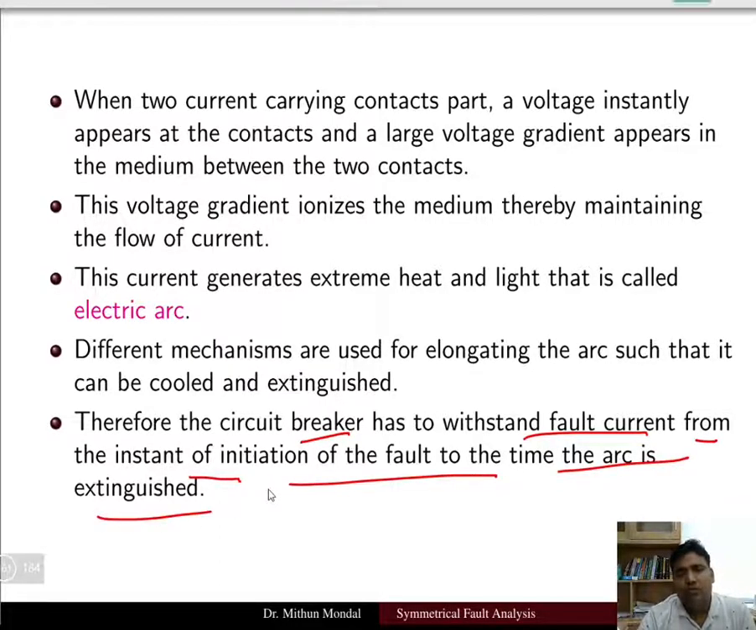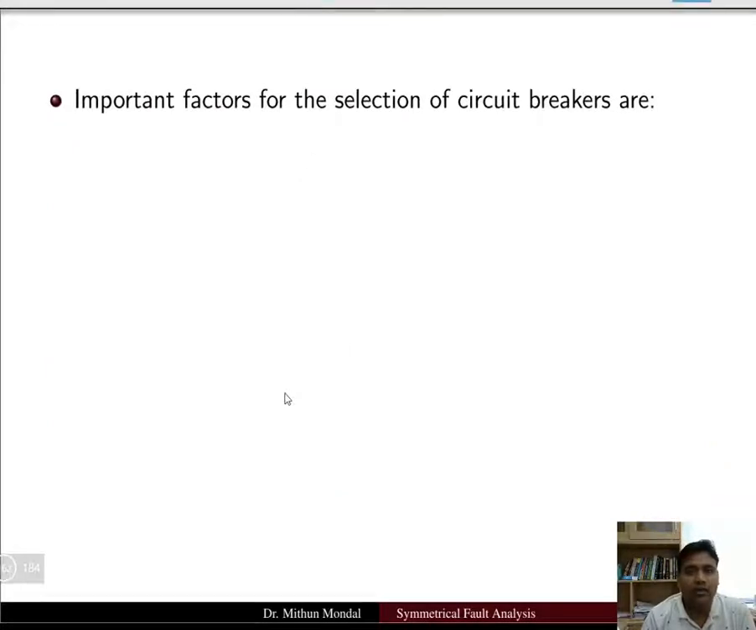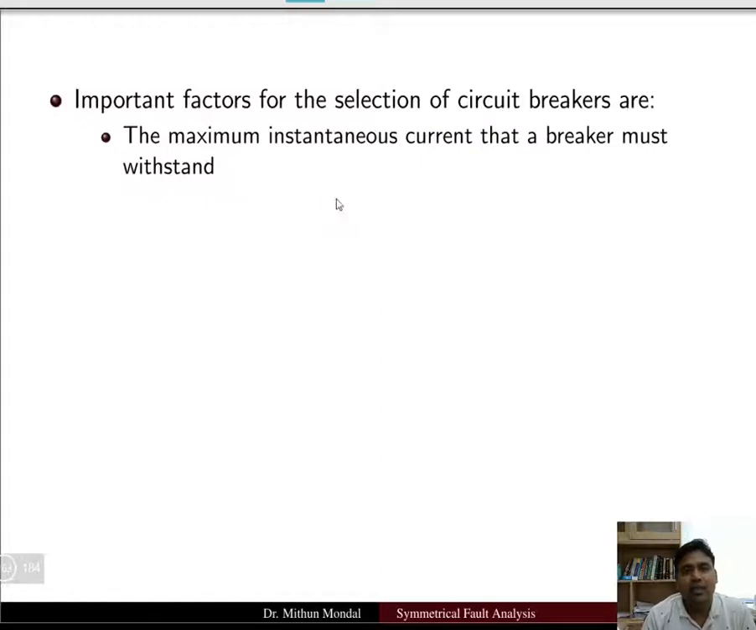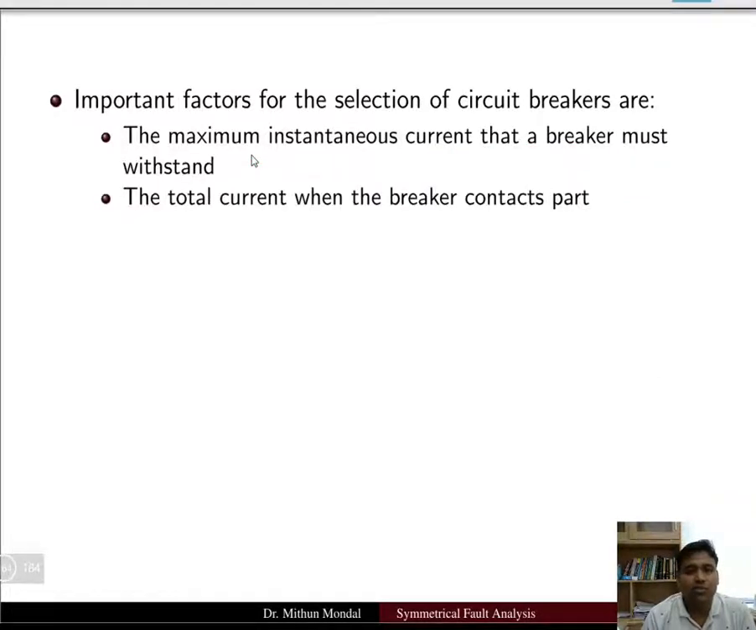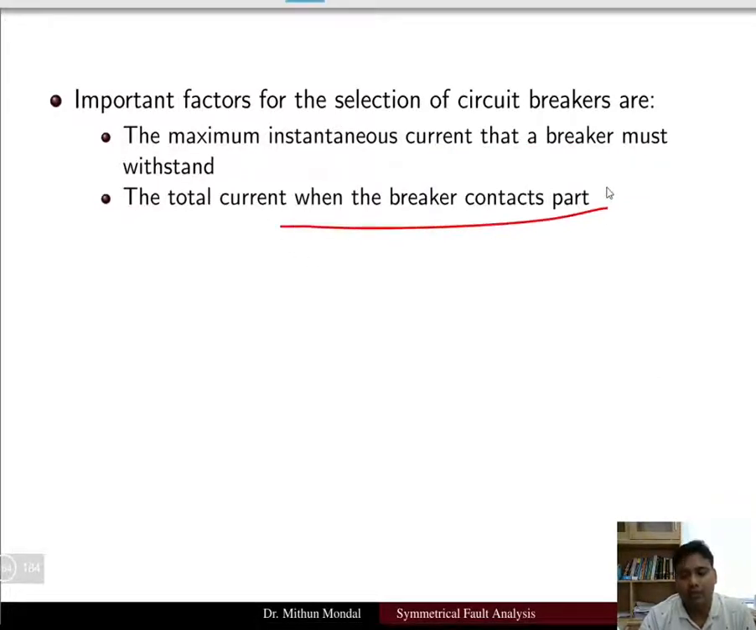So we have seen from the graph the total time elapsed, from the instant at which the circuit breaker has opened to the time at which it has extinguished the fault. That is the total operating time of the circuit breaker. Now, important factors for the selection of circuit breakers are the maximum instantaneous current that the breaker must withstand. So what is the maximum current that a particular type of breaker can withstand? The total current when the breaker contacts part.